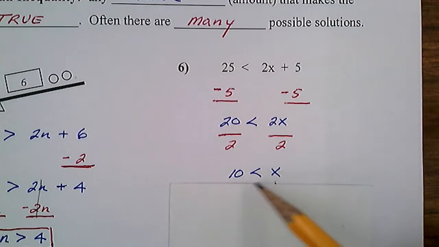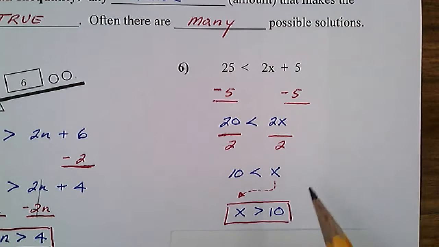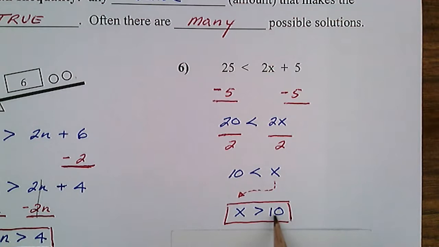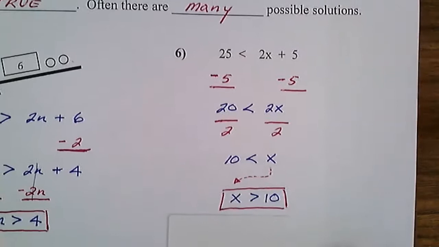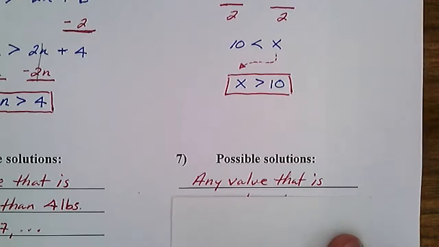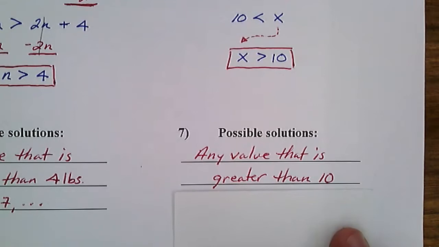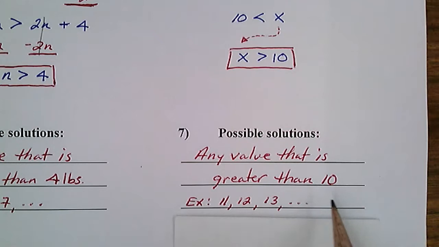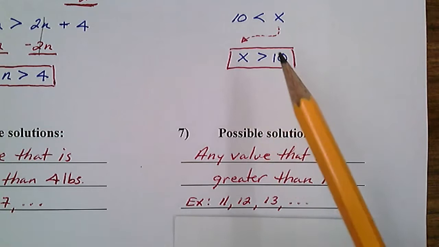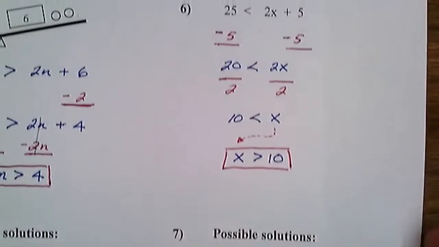I could put the variable here, but if I move my variable here, I have to change my inequality symbol, because right now the arrow is pointing at 10, and I need to make sure that the arrow is pointing at 10, and this says x is greater than 10. So what are some possible solutions? Possible solutions are any value that is greater than 10. So what are some values that are greater than 10? Well, 11, 12, 13, 14, 15, 30, 50, 1,000, right? So anything that's greater than 10.